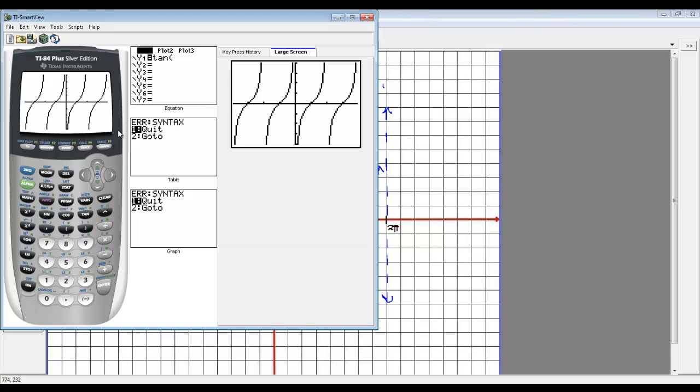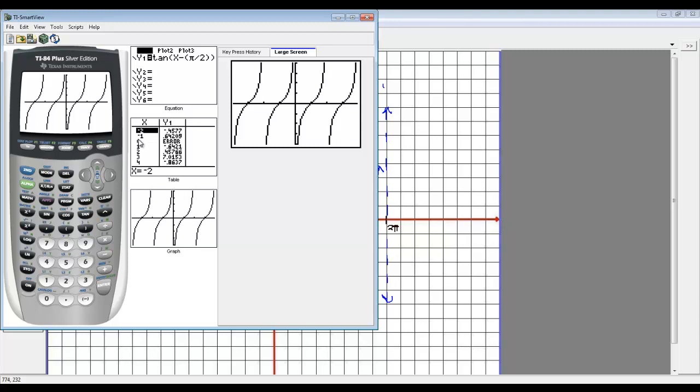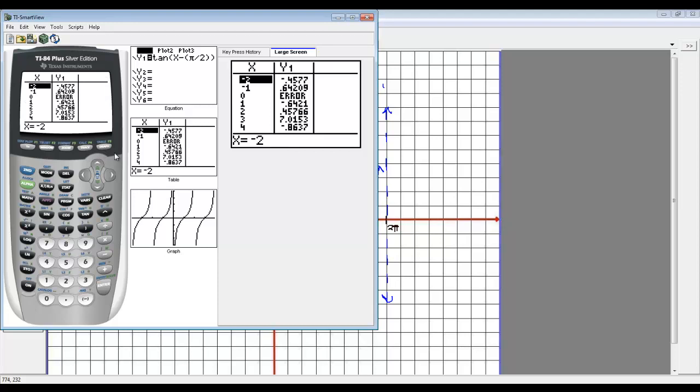And you can zoom out and see more, or you can zoom in and see less, but you got 0 here, you got the pi here, you got the 2 pi over here, and then right here at pi over 2 you got an x-intercept, at 3 pi over 2 you have an x-intercept. Let's see, if we go to table, then we can see at 0, error, that's one of the asymptotes.